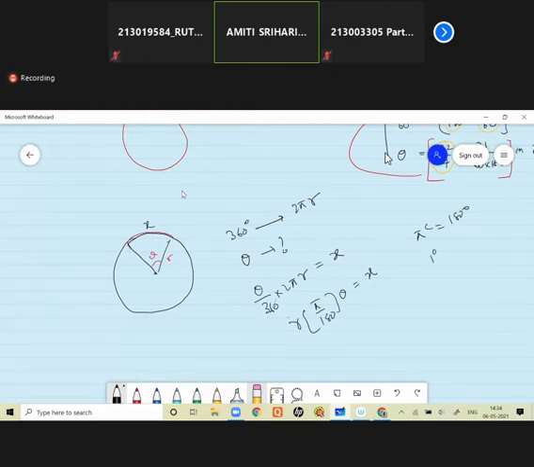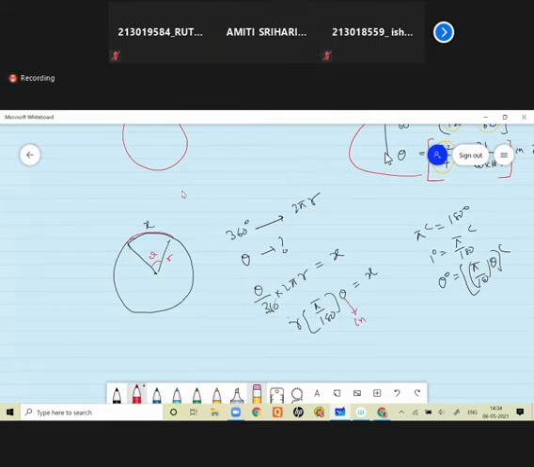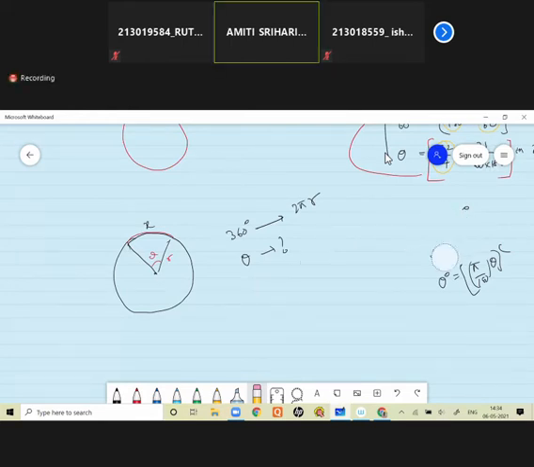1 degree is equal to pi by 180 radians. Theta degrees is equal to pi by 180 into theta in radians. Understood? Here theta should be in radians. So finally, L is equal to r theta, where theta must be in radians. That's it. Simple.